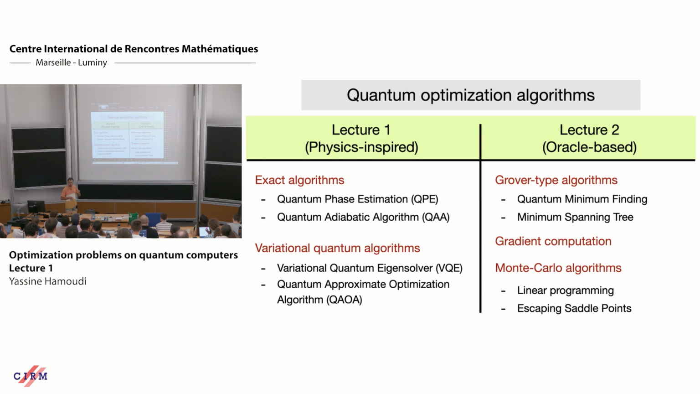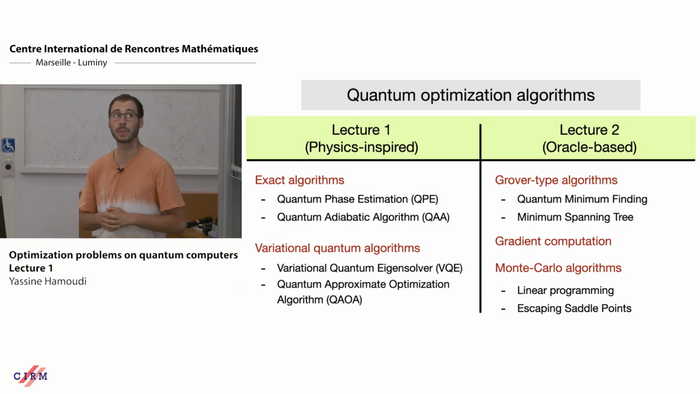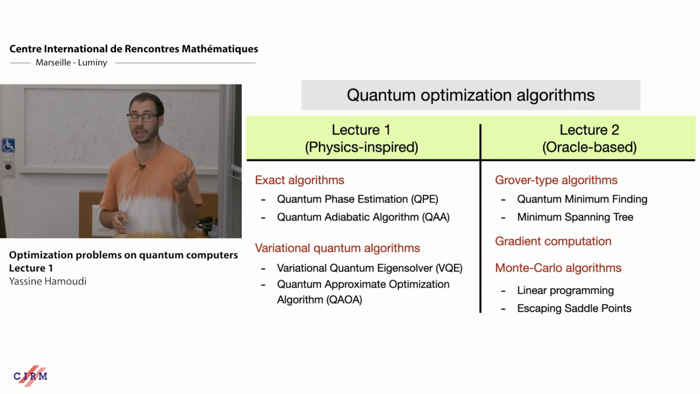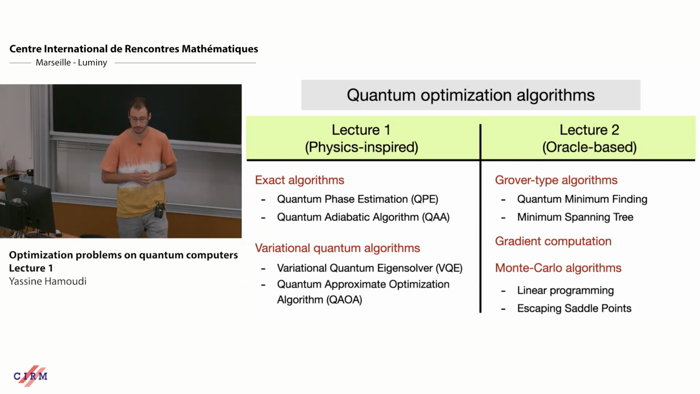And tomorrow's lecture is more oriented towards computer scientists. This will be based on quantum algorithms that use the property of quantum oracles. We'll cover algorithms that are based on Grover search. We'll see how to accelerate the computation of the gradient, and then some Monte Carlo type quantum algorithms.